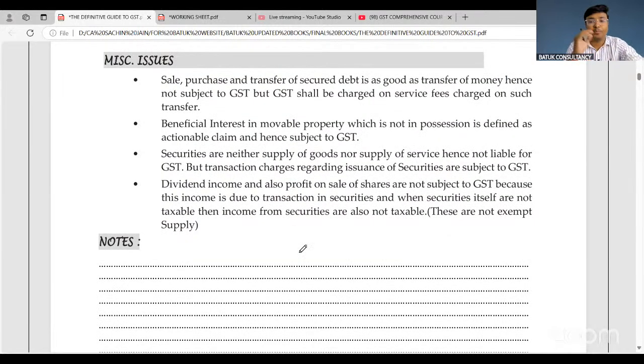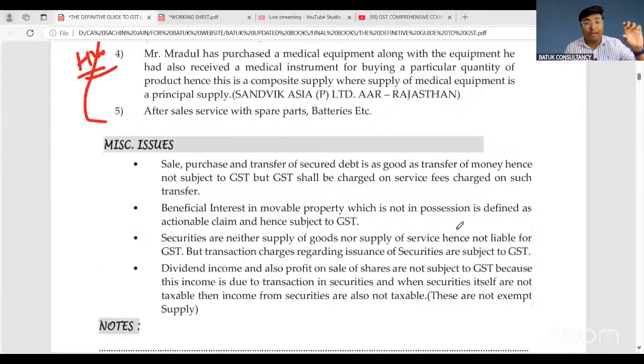Now, certain important things are there, that is miscellaneous issues. At the end of each and every chapter, we have provided certain miscellaneous issues. Okay. So I request everyone to go through these miscellaneous issues because these are also very, very important. Okay. And these are taken from practical scenarios, you can say.